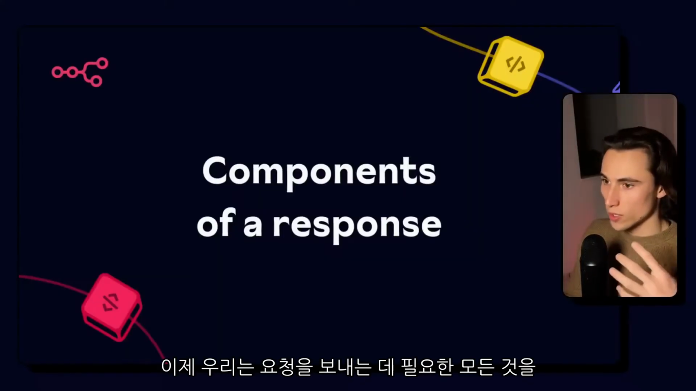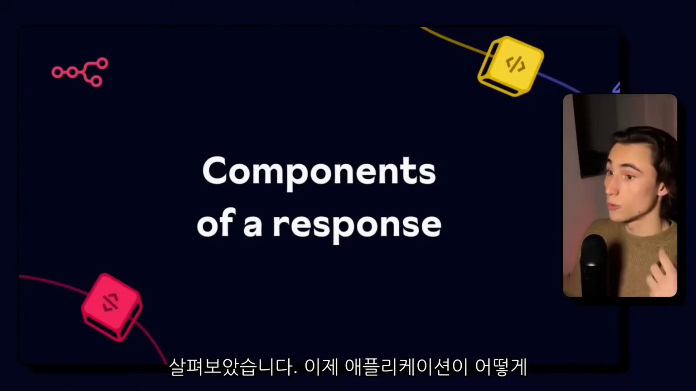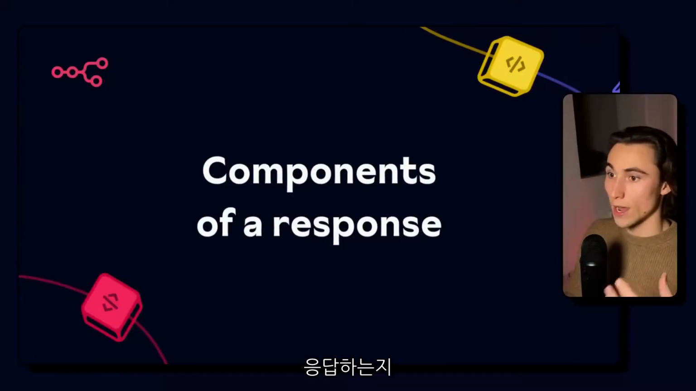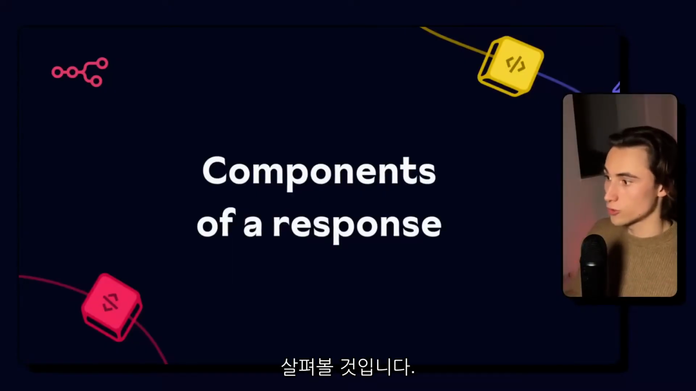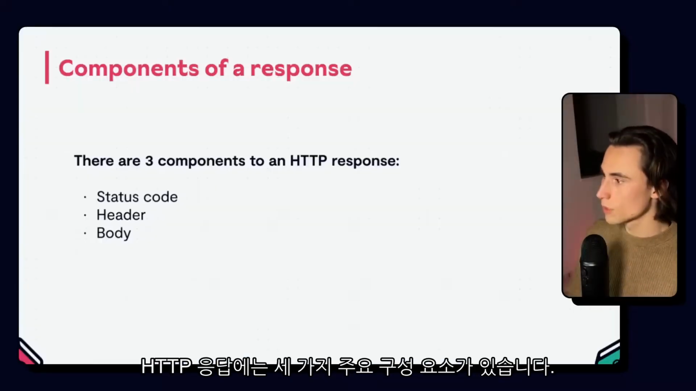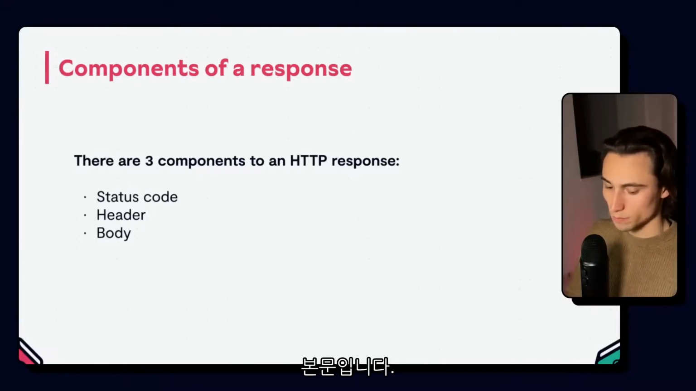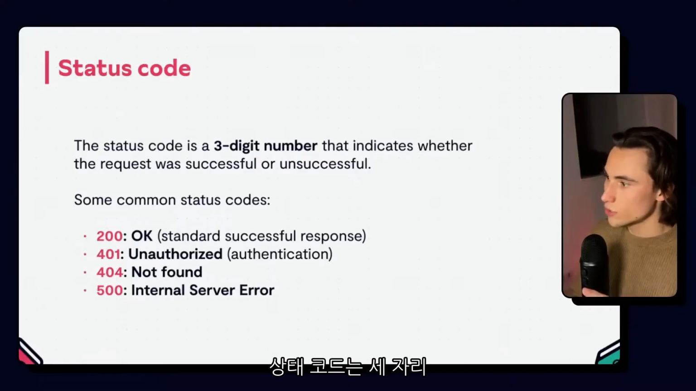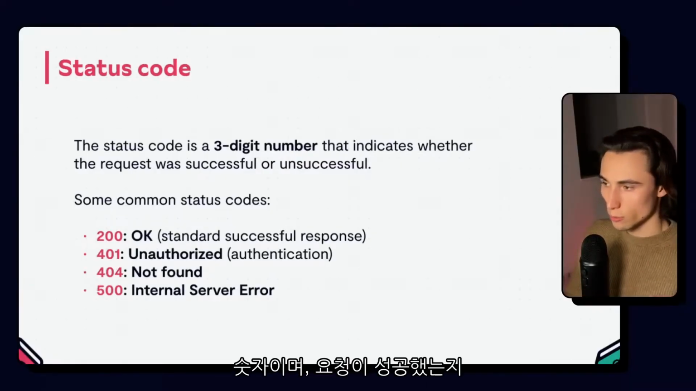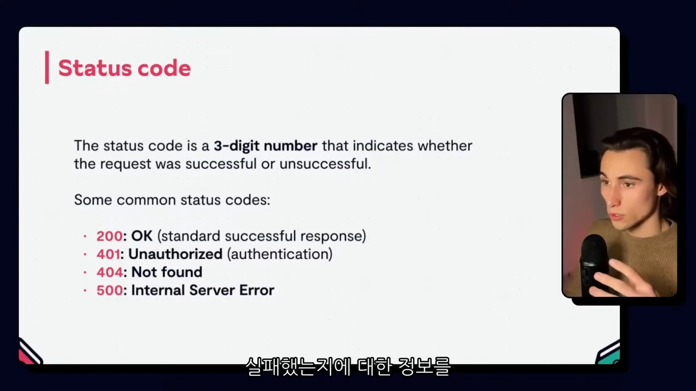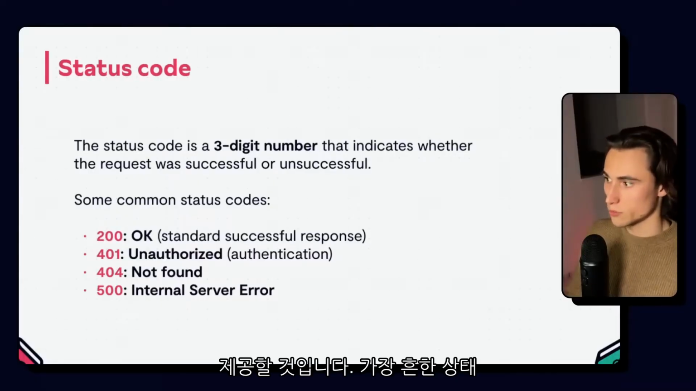Now we've seen everything that we need to send a request. Now we're going to look at how the application is going to answer with a response. There are three main components to an HTTP response: the status code, the header, and the body. The status code is a 3-digit number which will give you information on whether the request was successful or unsuccessful.